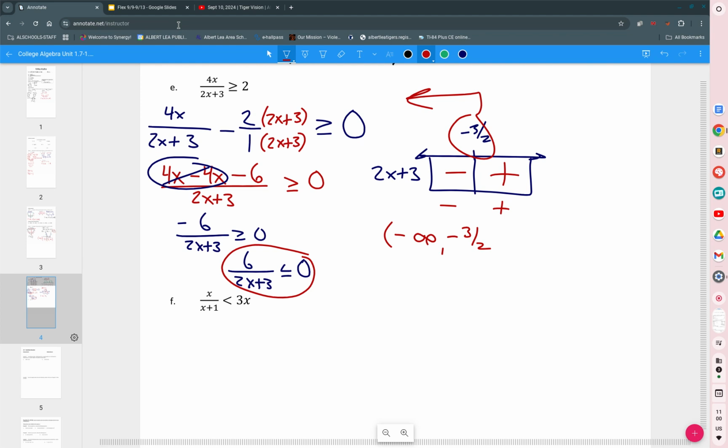No, it's because you have it there and you can't have that in your bracket. Wait, why was it a bracket? You can't have this number in your answer.